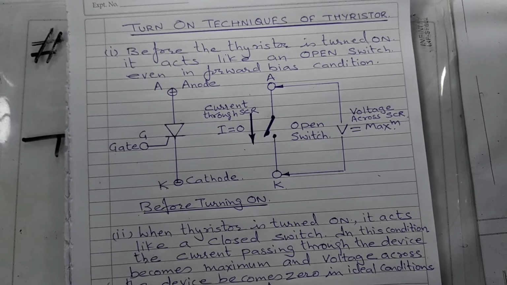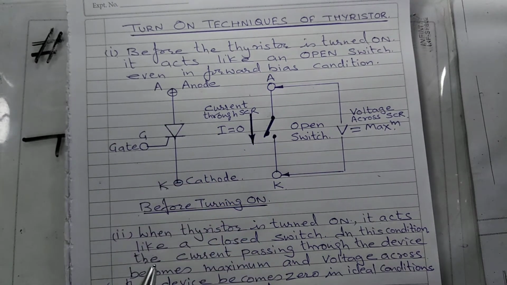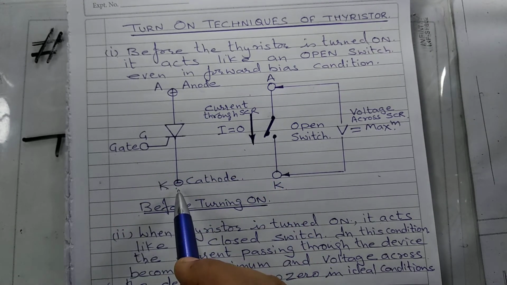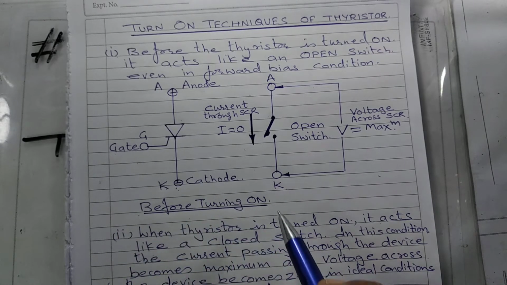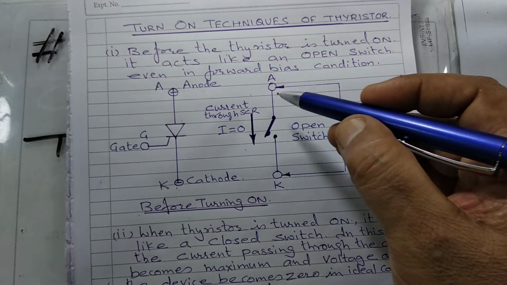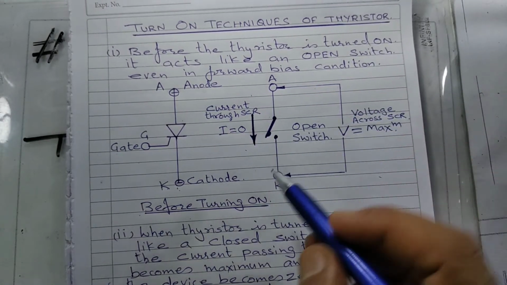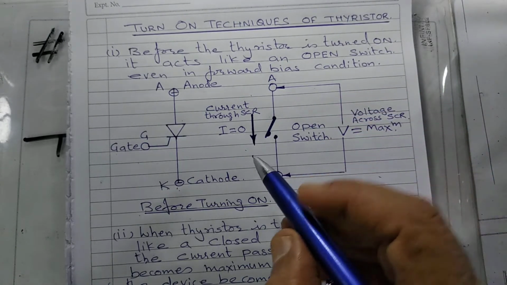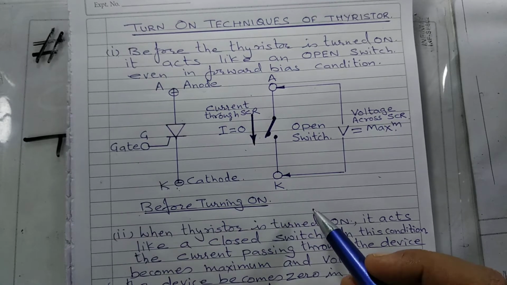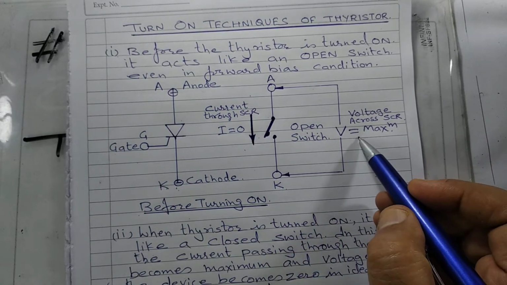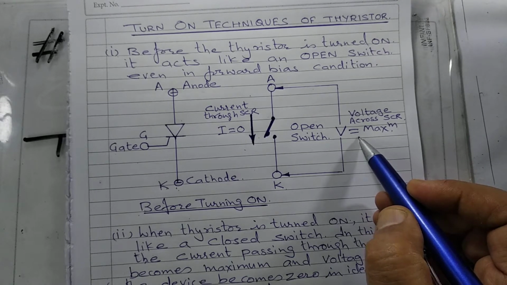In the forward bias condition, anode is positive, cathode is negative. So anode is connected to the positive of the supply, cathode is connected to the negative of the supply, and while it is off, it behaves like an open switch. So during this condition, the current through the device is 0. The current passing through SCR is equal to 0. And voltage across the device or the SCR is maximum.